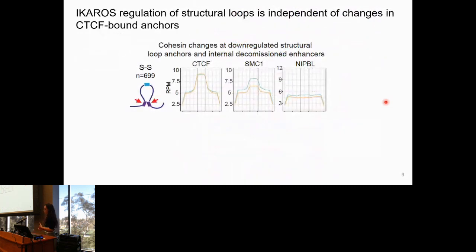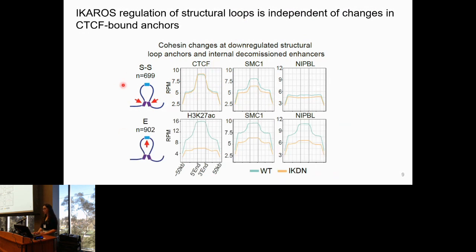Icarus loss also resulted in a disruption of structural loops. And to understand how Icarus was maintaining these type of loops, first we look at the loop anchors. We wanted to see what was bound to those regions and if that was changing. So we found that CTCF and SMC were highly enriched at the loop anchors, but CTCF was not changing.